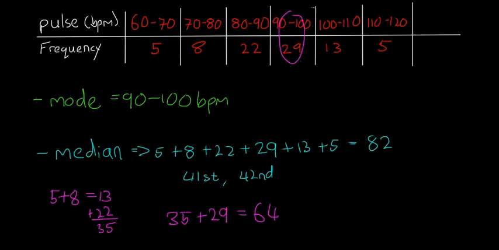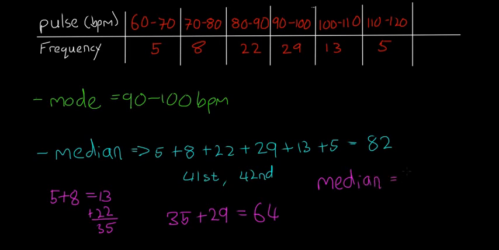Once we added the 29, hopefully that makes sense: the median can't be in the first 35 people. And it also can't be above the 64, so it can't be in any of this here. That means it has to be in this 29. So the median then, I'll write it over here in purple.